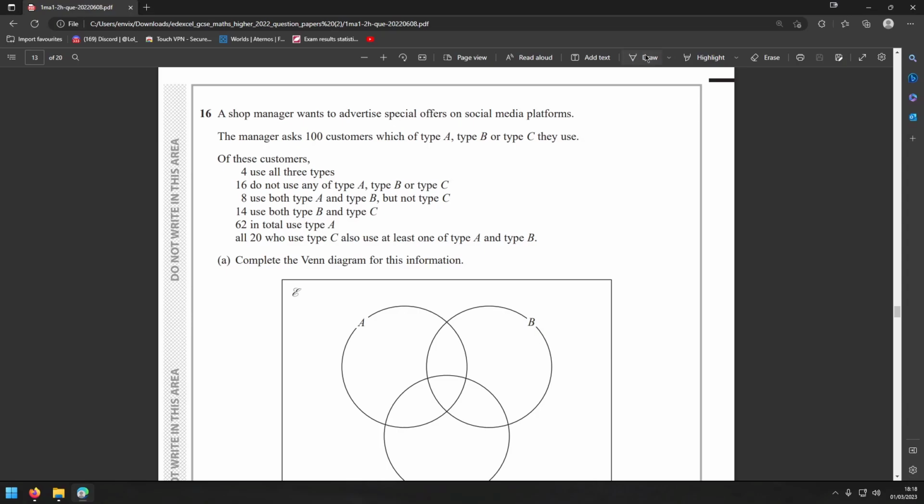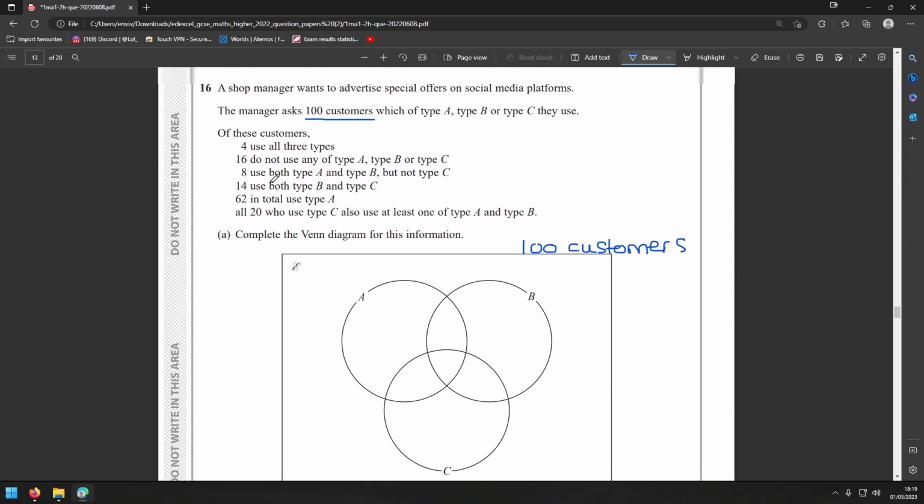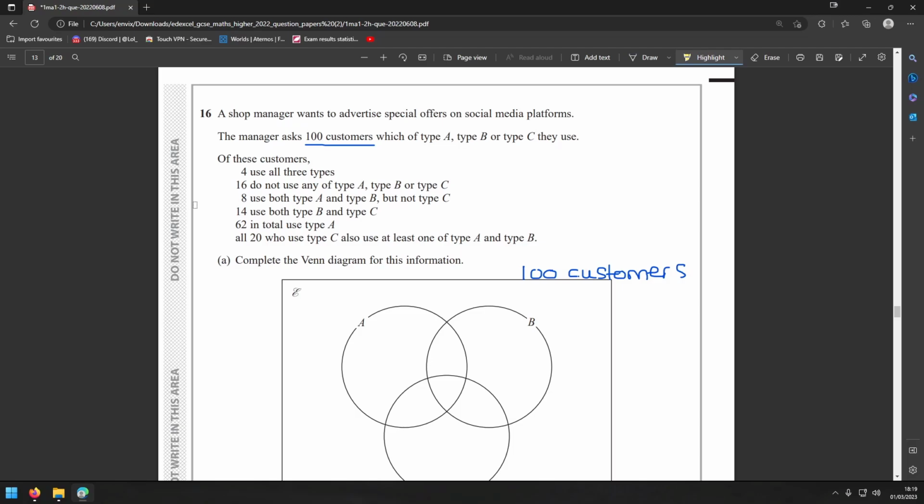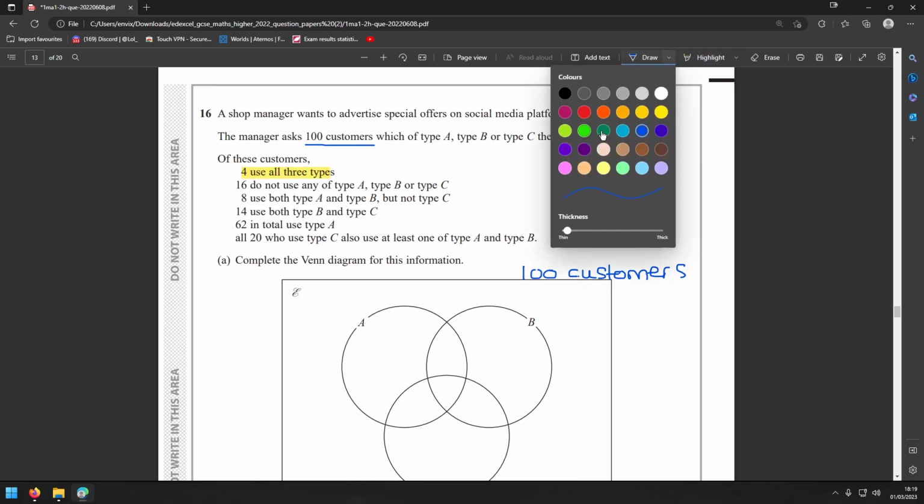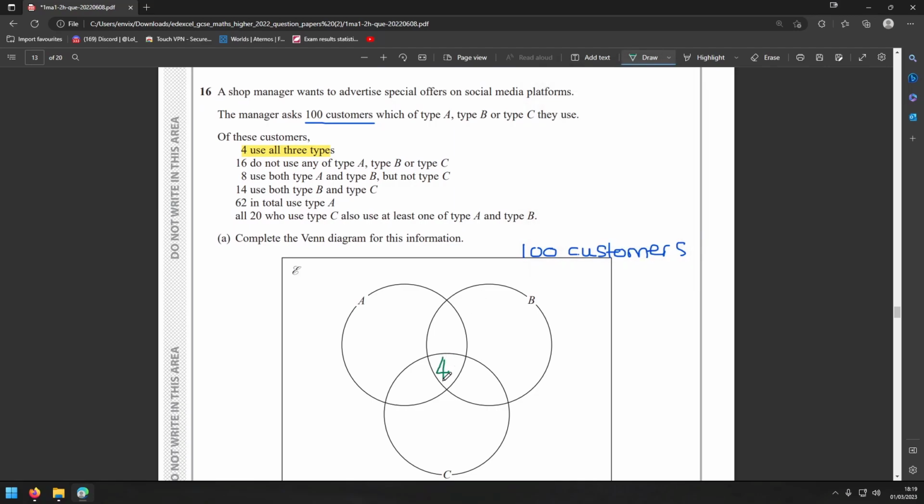And what we firstly need to do is we need to underline the information first that we're going to use, and that's the fact that there's 100 customers using type A, type B, and type C. So you can just write that in the top and make sure you understand that. But what we firstly need to know is that 4 of them use all of the 3 types. So we can plug that straight away in the middle, and I assume most of you guys will understand this.